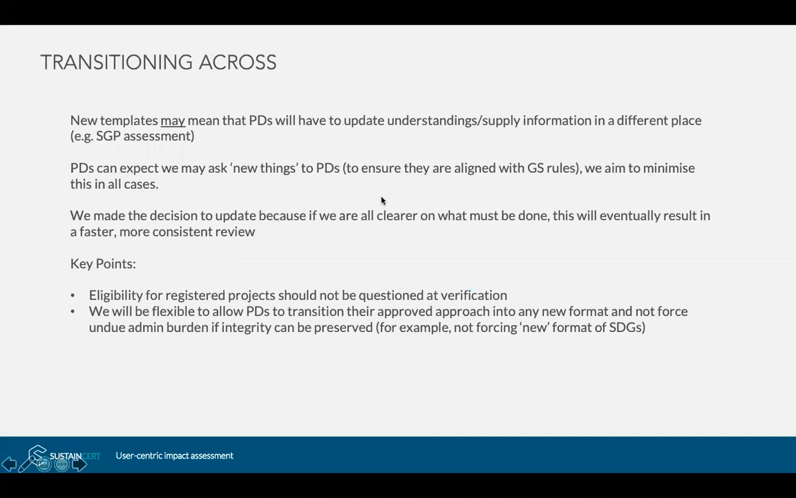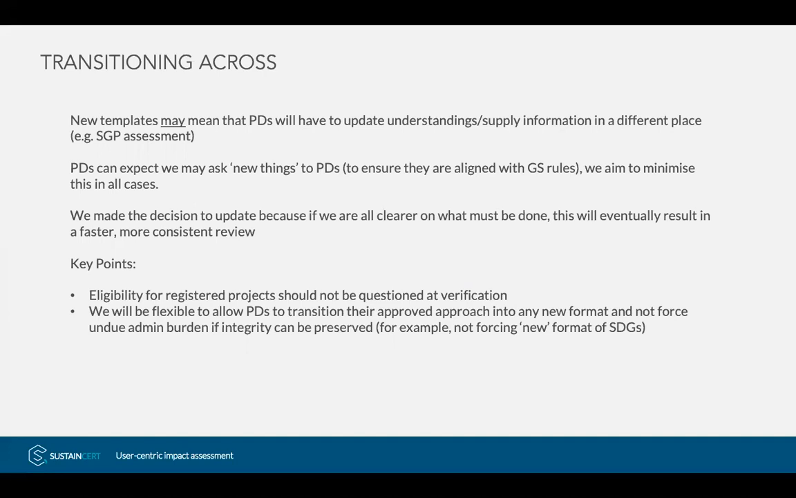So in terms of the transition process, we do have to say that these templates may mean that developers will have to update understandings, or I think in the majority of cases supply information in a different place. And this really goes to the point of aligning on a single source of truth. I think people demonstrate compliance in different ways, and different bits of information are in different documents. What these templates aim to do is ask for this information in a consistent place.